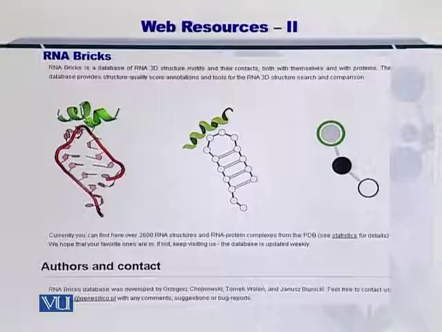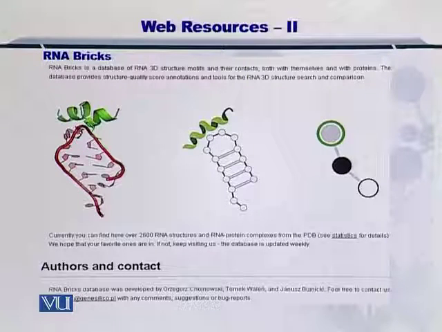There is also another very interesting resource which is available online freely, that is called the RNA Bricks. The RNA Bricks is essentially a database of the RNA 3D structures and the motifs that are formed by these structures, as well as their interaction with other proteins and RNA molecules. This database also provides the quality of each structure and other tools for searching this library.